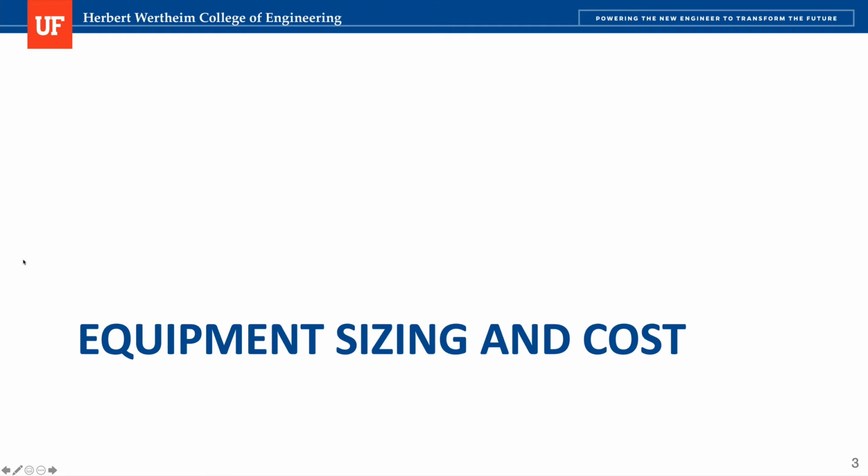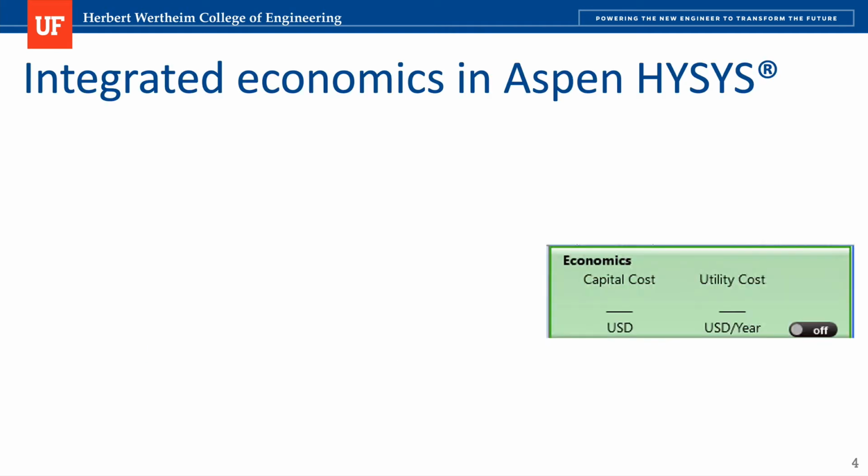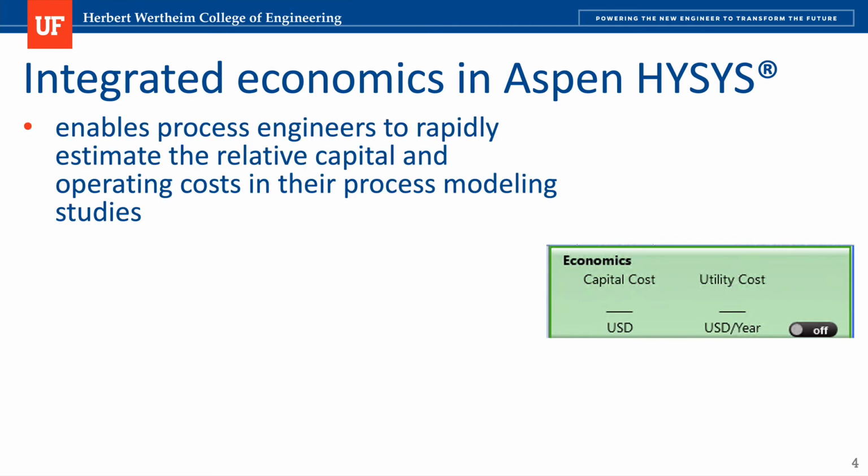So the first step, right, once we design the plant is to deal with the equipment sizing and cost. We are really privileged, right, that our university has access to one of the best software out in the market. We are using the integration of economics in Aspen HYSYS. So if you look at your Aspen HYSYS, there are some boxes on the top, and one of them is economics. So what this does is that you can integrate your design and do some preliminary economic estimates. We also have the ability, right, like process engineers will do, to rapidly estimate the relative capital and operational costs in the process modeling studies.